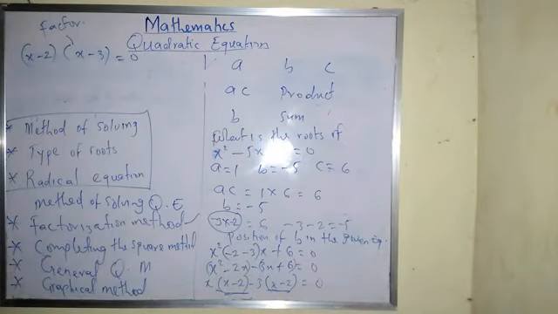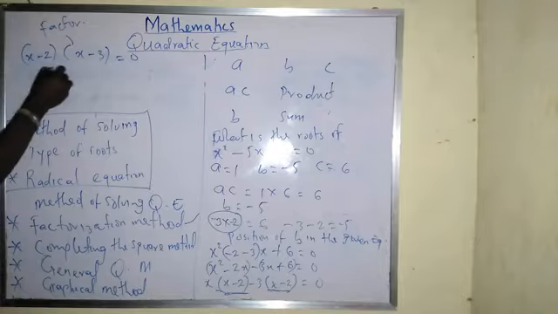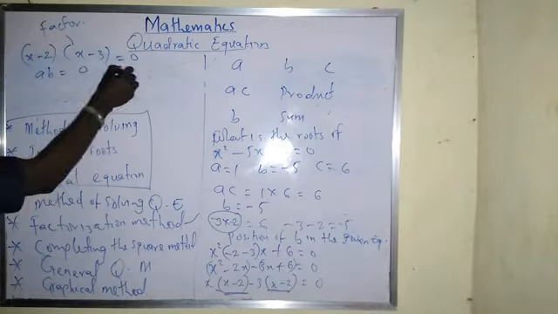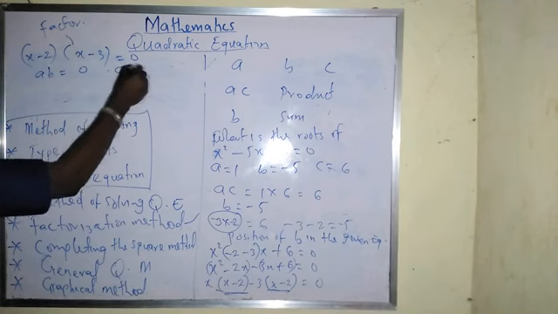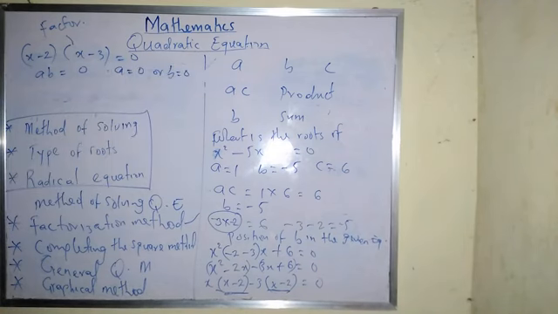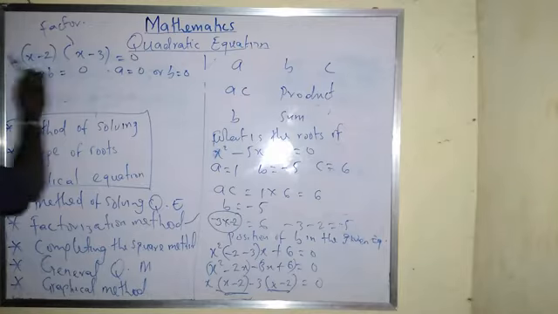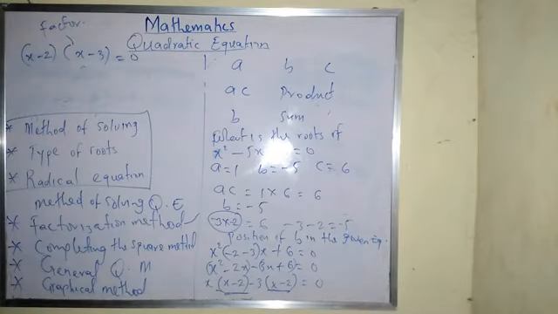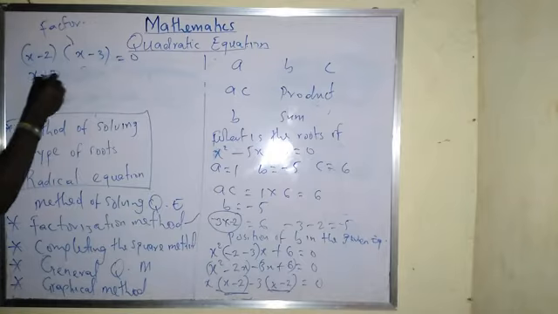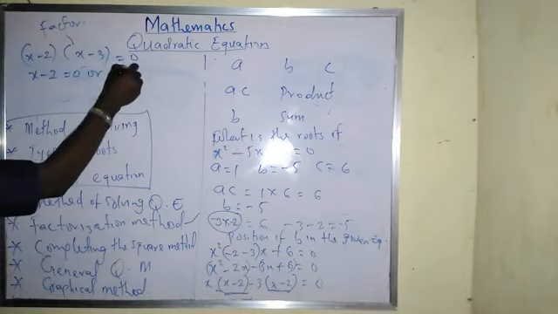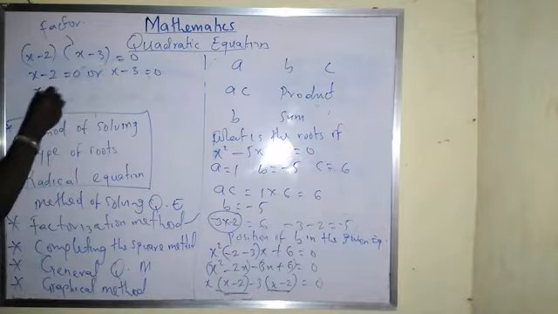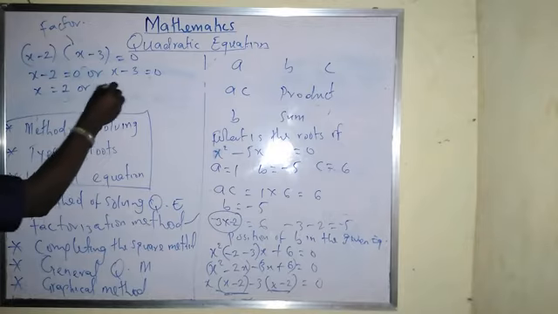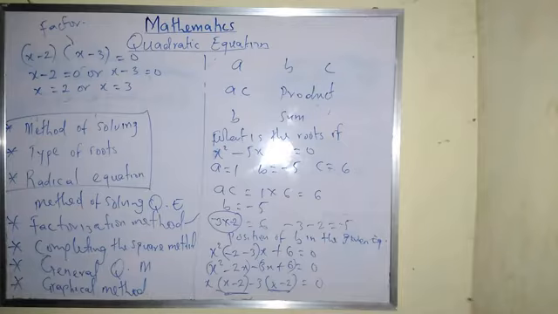But since there is equals to, if I have AB equals to 0, it means A equals 0 or B equals 0, or both of them equal 0. Either one of the two can occur. Since that holds, x minus 2 equals 0 or x minus 3 equals 0. So x equals 2 or x equals 3. That is the factorization method.